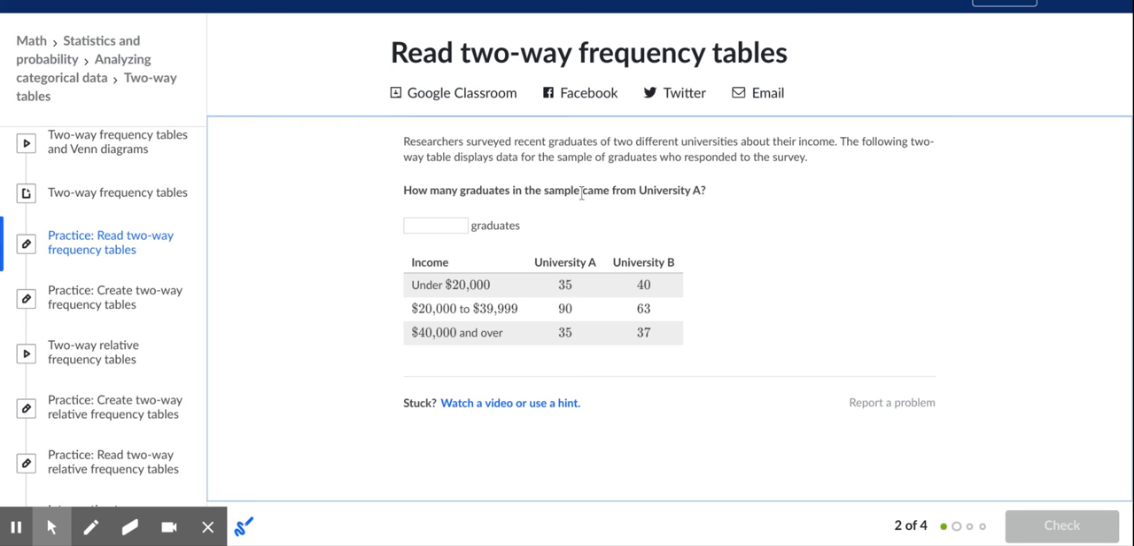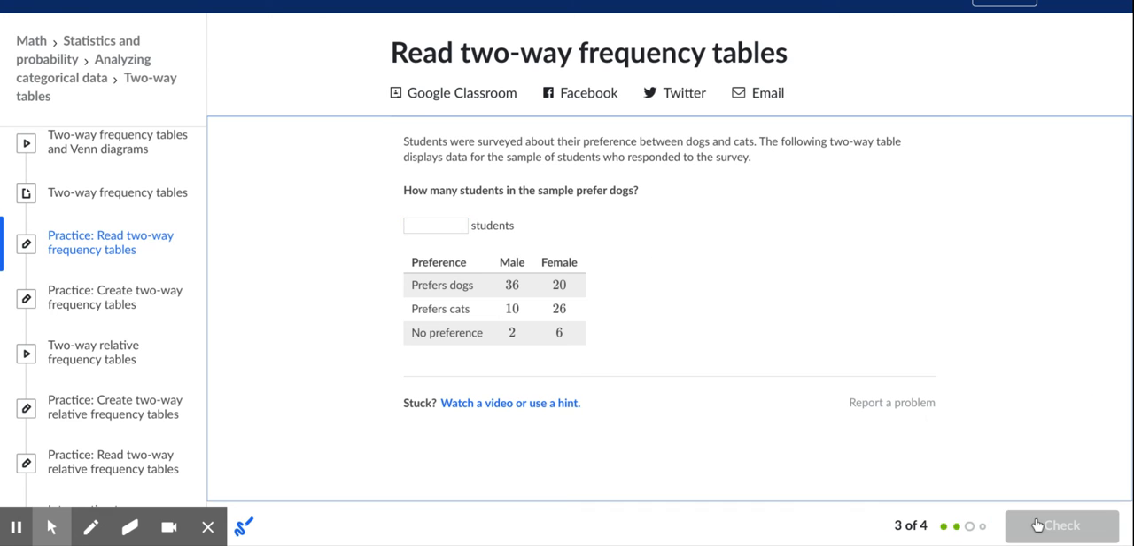So how many graduates came from University A? We're looking for everybody in University A, so that would be adding all of these together. So 35 plus 90 plus 35. Well, 35 plus 35 is 70. 70 plus 90 is 160. So that would be the answer there. And that's pretty much it. We're just looking and adding things up like that.